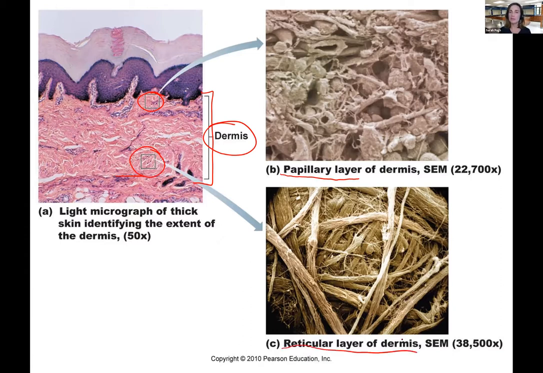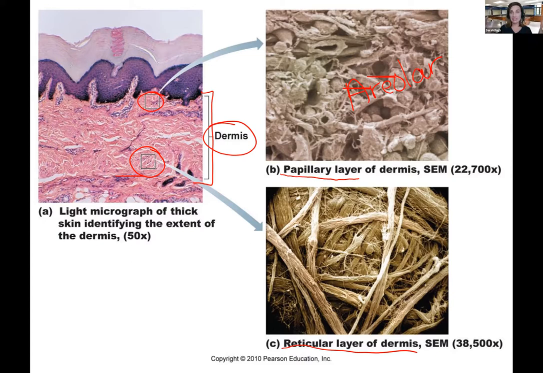Now the images on the right of the papillary and the reticular layer are scanning electron micrograph images. And you can see that the tissues in those layers are very different, okay? In the papillary layer, we have a loose connective tissue proper called areolar tissue. It has a lot of white blood cells in it. It's very loose, it's very spread out, so white blood cells can patrol the area.